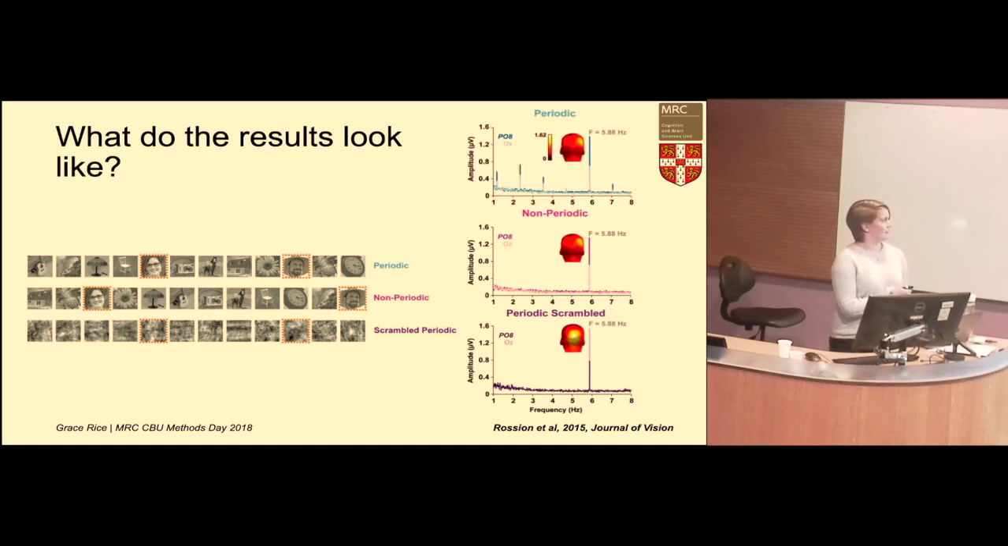And then when you look at this periodic train, where you have the slower repetitions of the faces appearing within that train, you again see the 6 Hertz response to the base frequency, but you start seeing these face selective responses at 1.2 Hertz, and then the harmonics for each of those responses. So this was a proof of principle that there is something measurable within this periodic train of images.